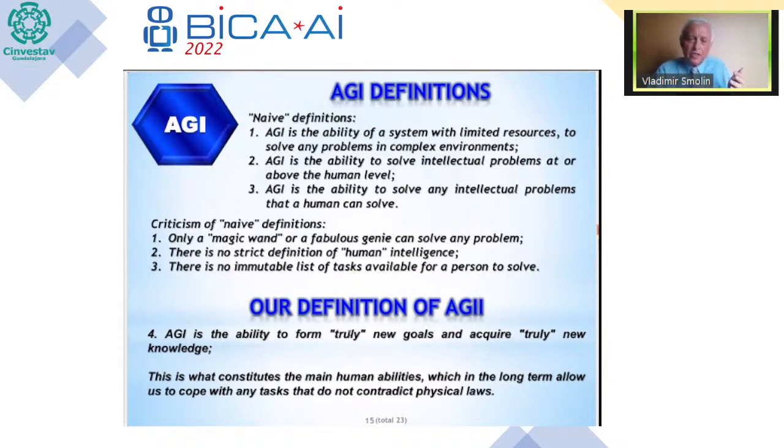So we are trying to give our own definition: artificial general intelligence is the ability to form truly new goals and to acquire truly new knowledge. Finding new properties and outlining new objects from the outer world is getting new knowledge.